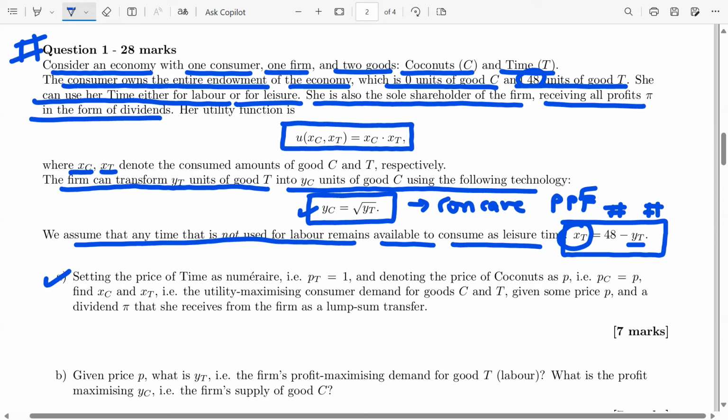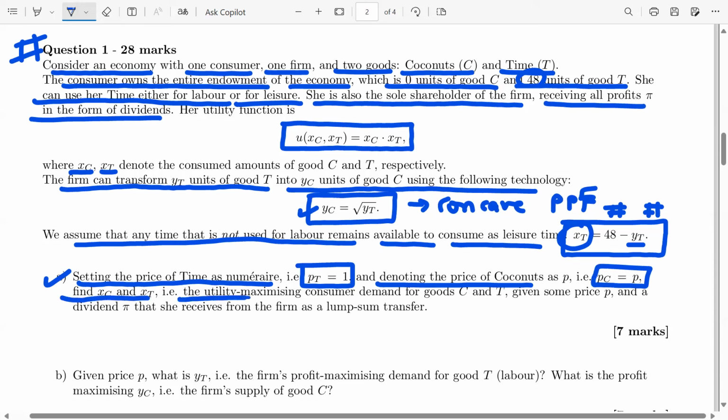Part A asks us, setting the price of time as numeraire, that means setting pt equal to 1, and denoting the price of coconuts as P, so pc is equal to P and pt is equal to 1, find xc and xt, that is the utility maximizing consumer demands for goods c and t, given the price P and the dividend pi that she receives from the firm as a lump sum transfer. So let's quickly come to the whiteboard to solve this.